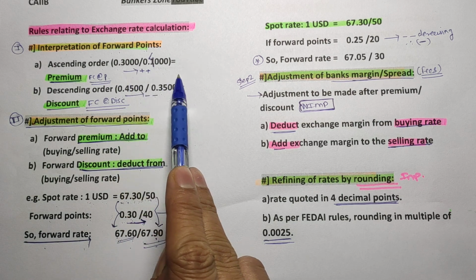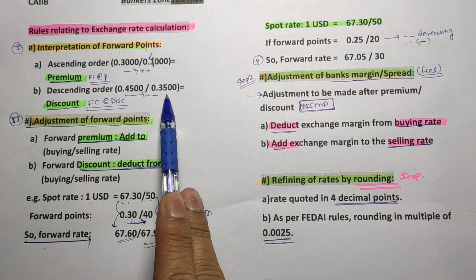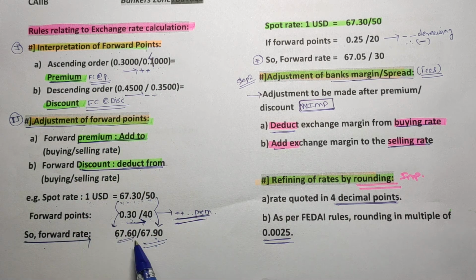If it is in increasing order, it will be premium. If it is in decreasing order, it will be discount. And how to add that, we have already learned. How to adjust the forward points: if it is a premium, we will add, and if it is a discount, we just subtract.